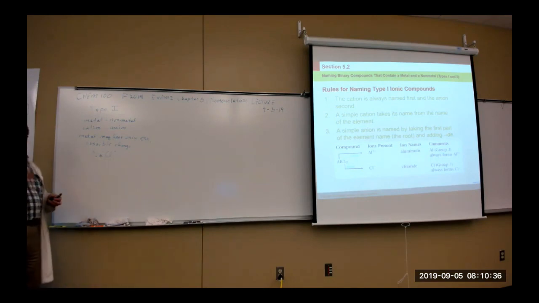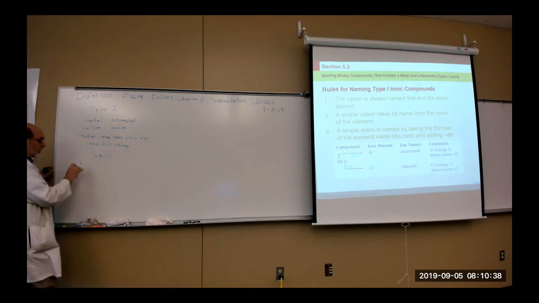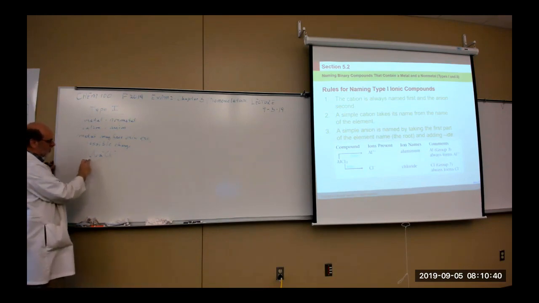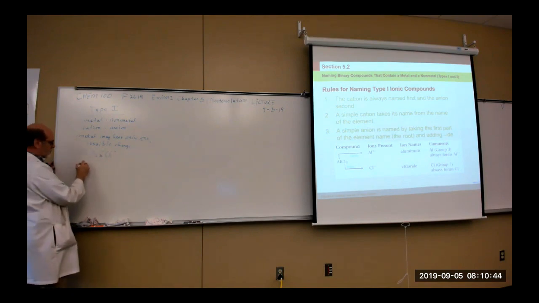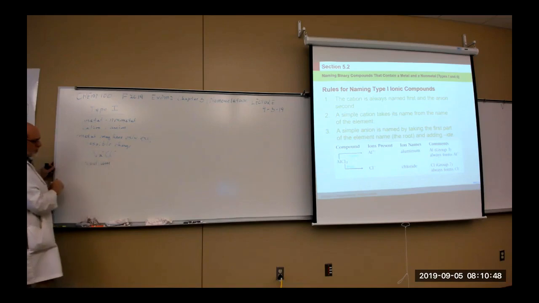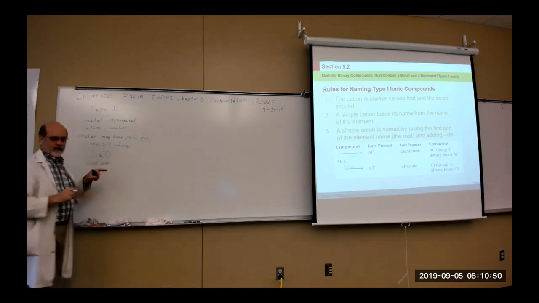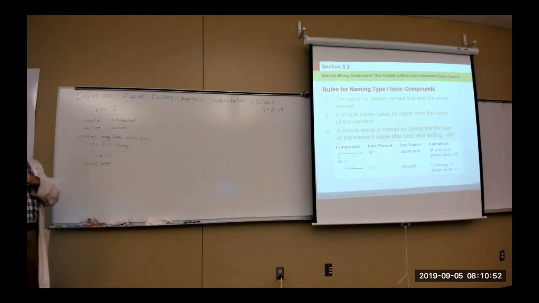Now let's name it. We wrote it that way, so we're going to name it. The cation is always just the name of the element. So we would say sodium. And then the anion, we change the ending to -ide.